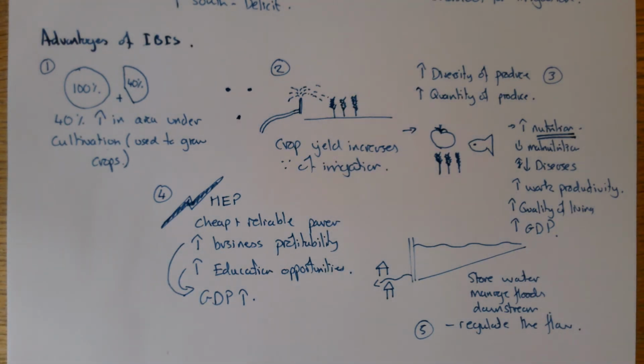Let's have a couple of questions about the advantages of IBIS. What does cultivation mean? Good, it means the growing of crops. Why has cultivation, or the area under cultivation, increased 40% as a result of IBIS? Correct, because the irrigation allows more area to be farmed for crop growth. How does the increased food supply benefit the national economy, the gross domestic product?